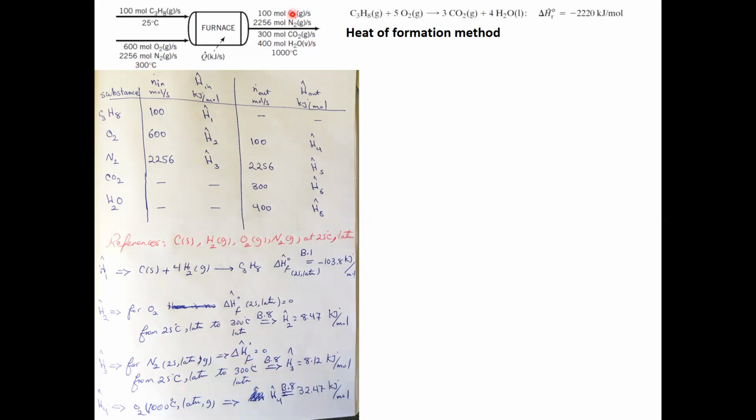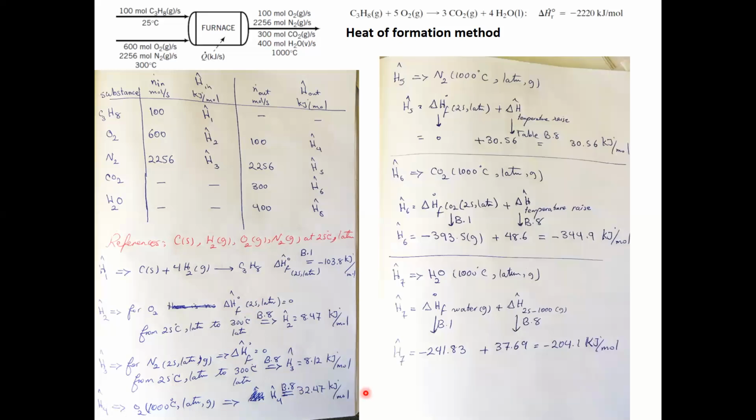Again, in the outlet, you have oxygen at 1000 degrees. So there is no heat of formation for oxygen at 25 degrees, but to reach 1000 degrees, you need to read the specific enthalpy change from 25 degrees to 1000 degrees from table B8. So now we reach H5, which is nitrogen at 1000. For nitrogen at 1 atmosphere, we know there is no heat of formation, but from 25 to 1000, we have to go to the table.